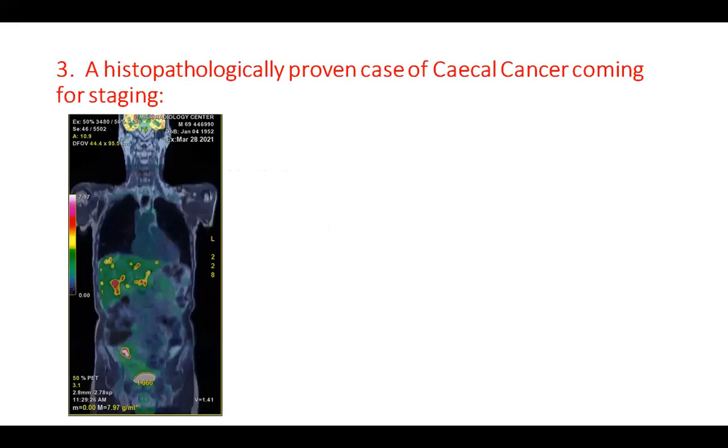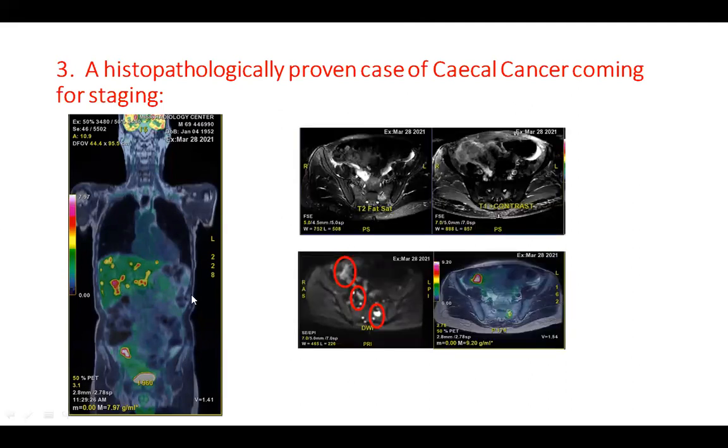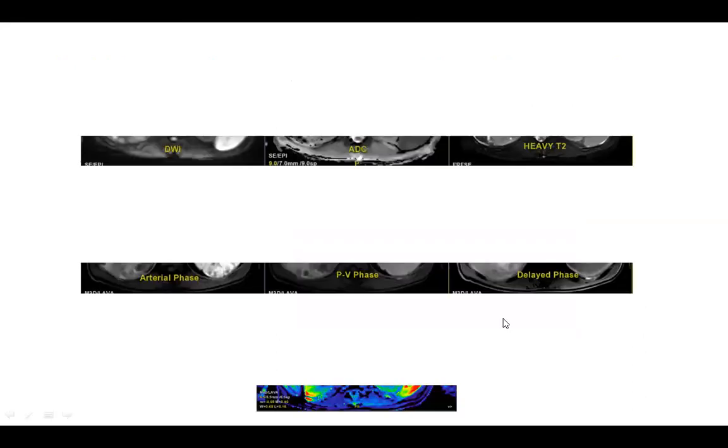Here is another case of histopathologically proven cecal cancer, which was coming for staging. As we can see, there is high FDG uptake related to the cecal lesion. And further, you can see focal abnormal uptake in the liver. There were hepatic metastatic lesions. This is the primary cecal lesion with metastatic involvement, not only nodal as regards the right internal iliac lymph nodes, but also various osseous lesions.